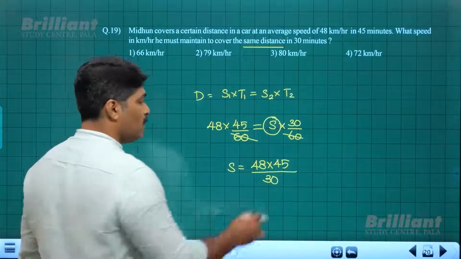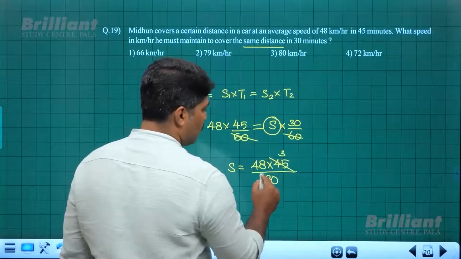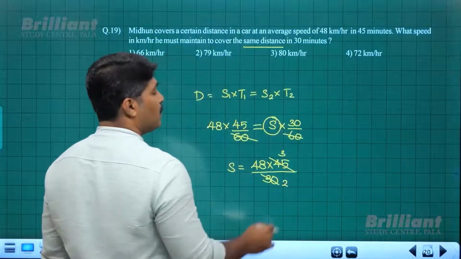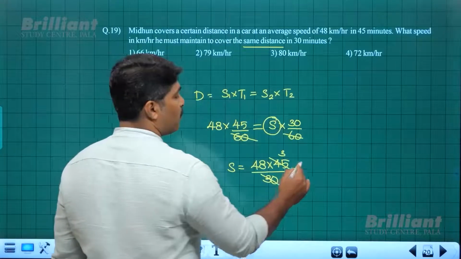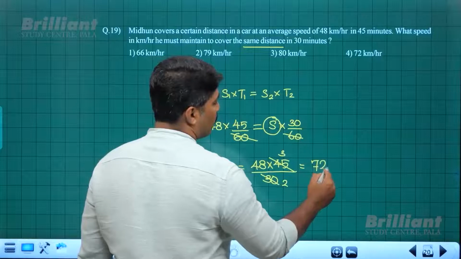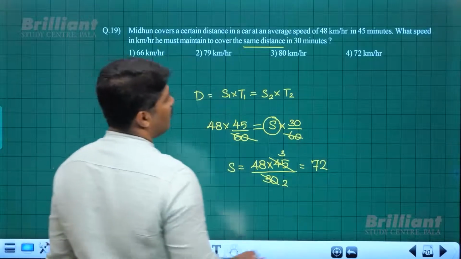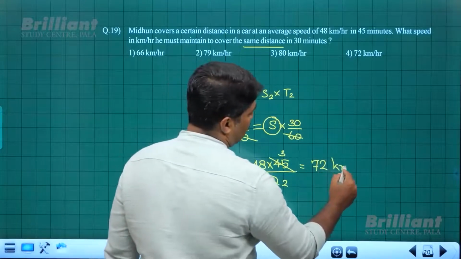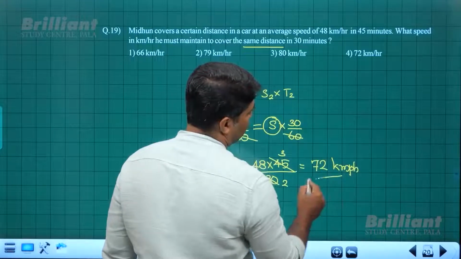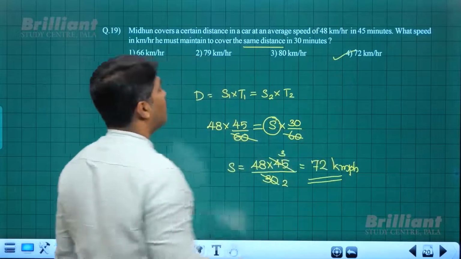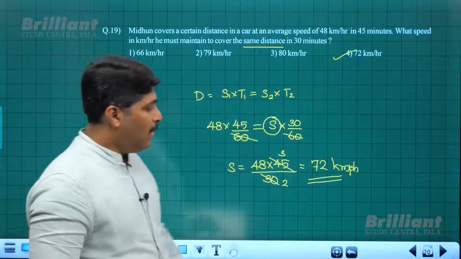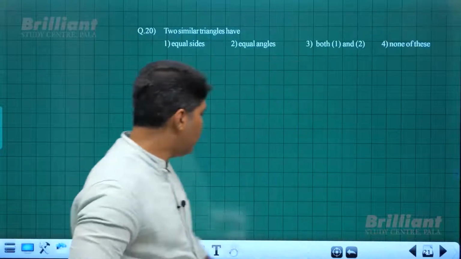Simplified. Here this is 15 into 3, this is 15 into 2. So simplify these two values, that's equal to 24 into 3, which is equal to 72. So the answer is 72 km per hour. So the answer is option 4. Okay, then the next question.